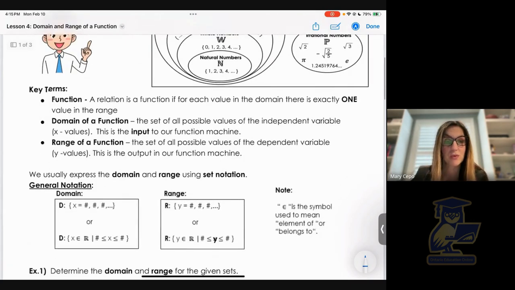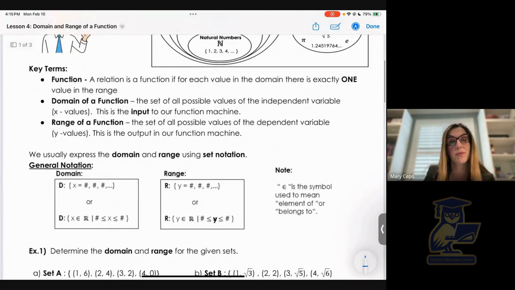Other terms we want to remember are, what is a function? A relation is a function if for each value in the domain, there is exactly one value in the range. And that's critical. We learned the vertical line test: given a graph, the graph cannot intersect our vertical line more than once.